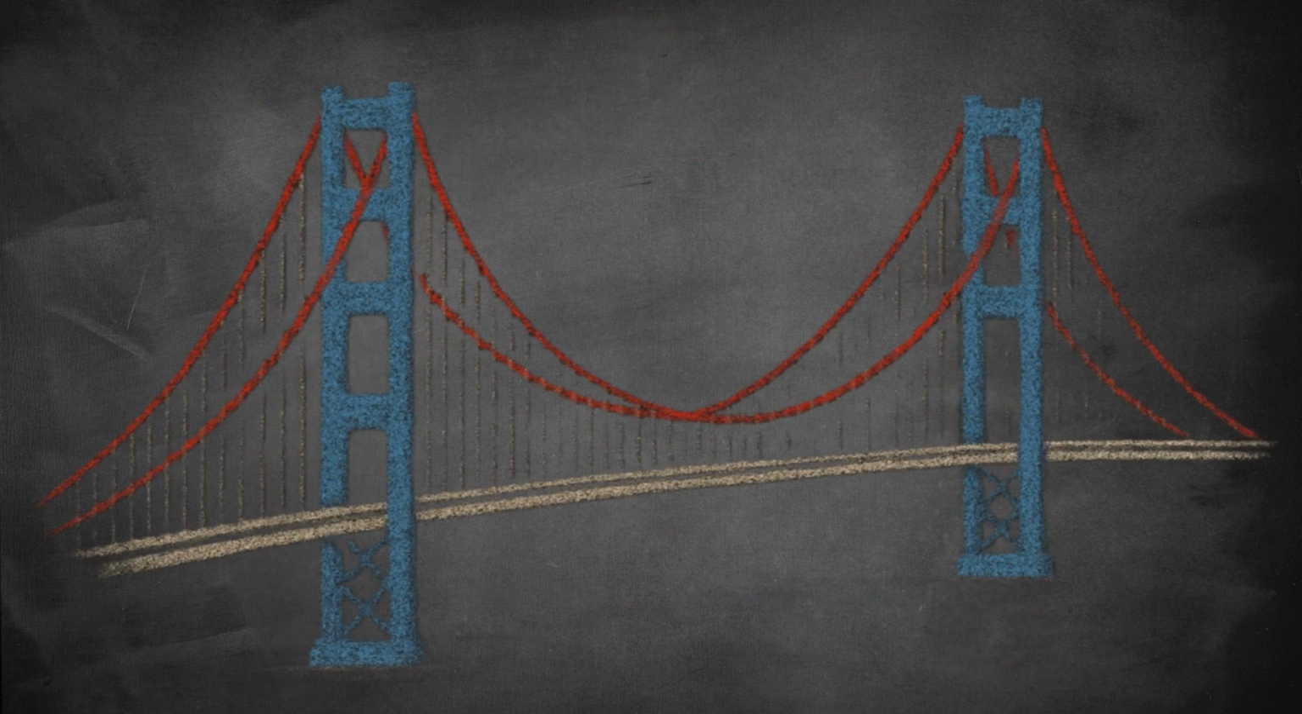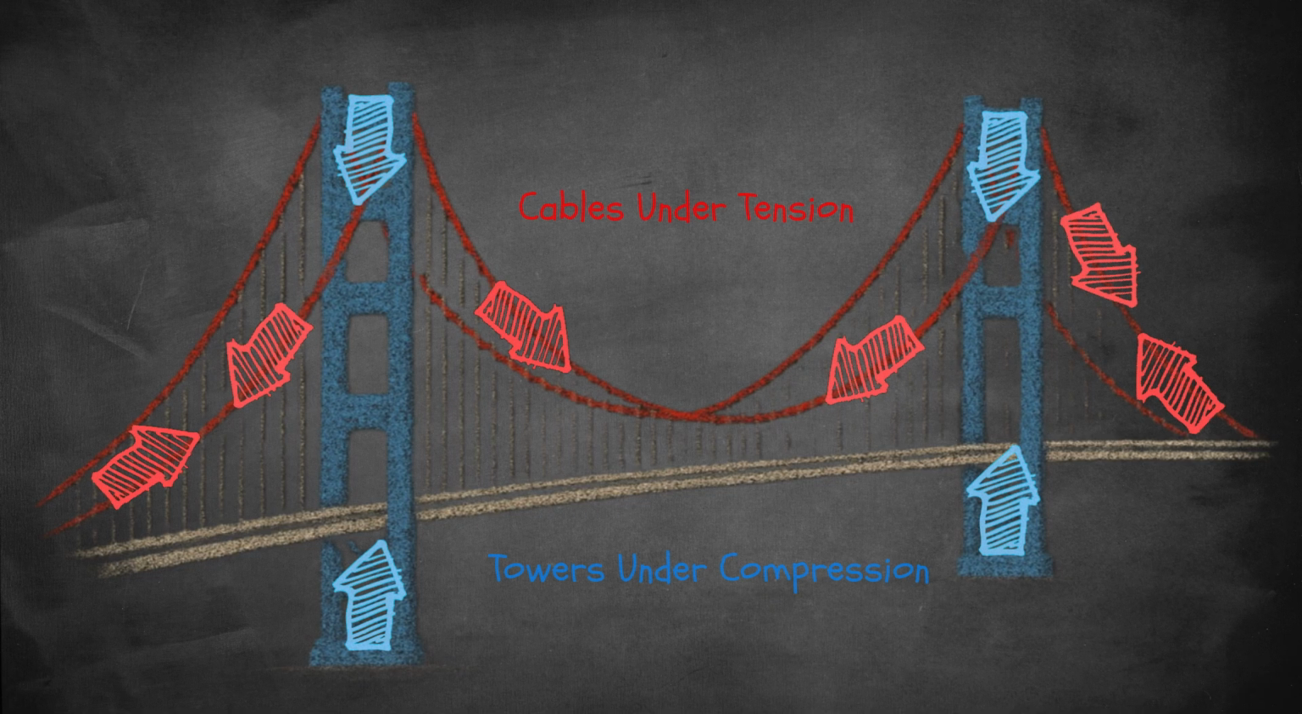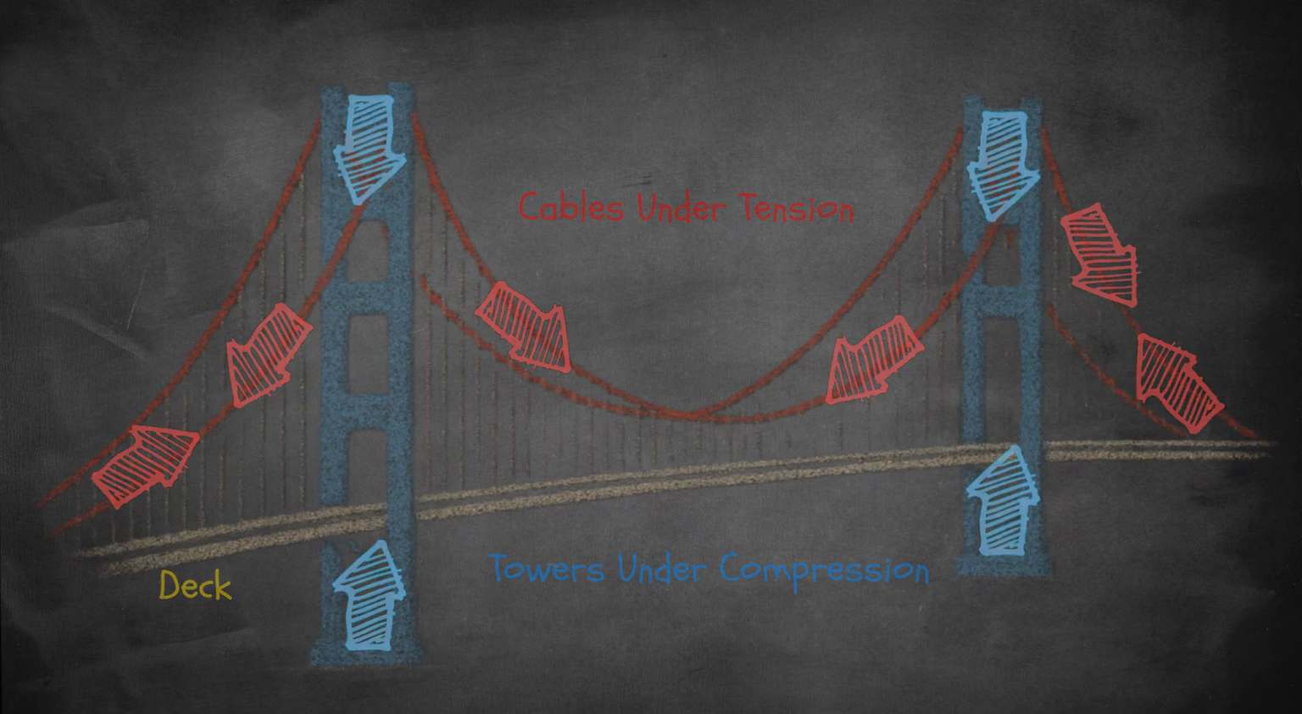Suspension bridges carry the roadway from massive cables that hang between tall towers. The cables are under tension, while the towers experience compression. The deck hangs from vertical suspenders that transfer load to the main cables.